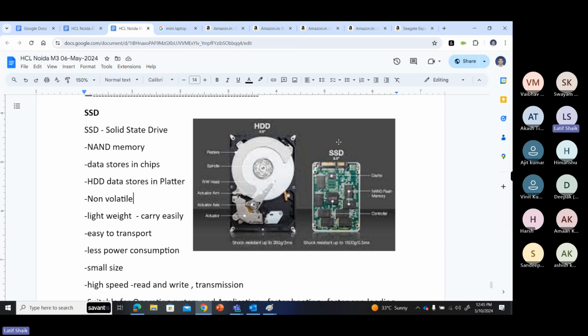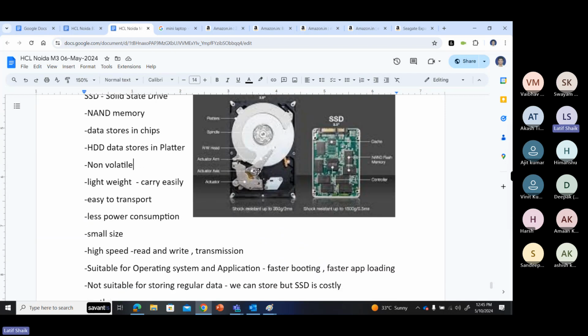What is the advantage of SSDs over hard disks? What is the use of SSD over hard disk? There is a specific question also: the difference between SSD and hard disk. So you know about the hard disk and now you will know about SSD. So we'll find the differences.